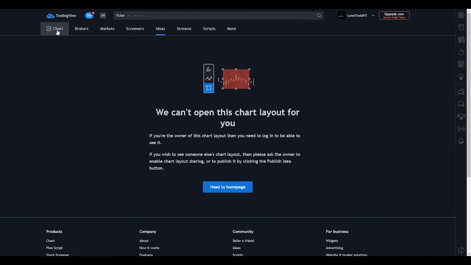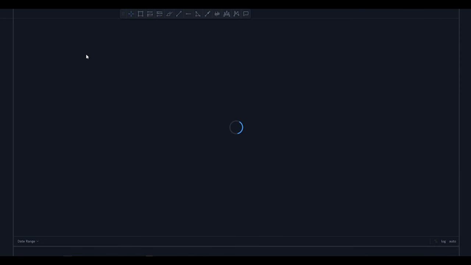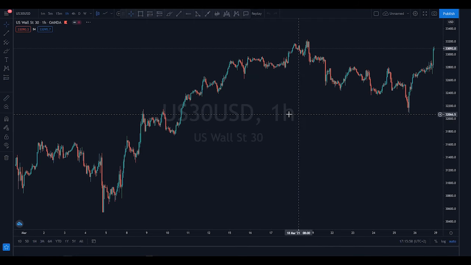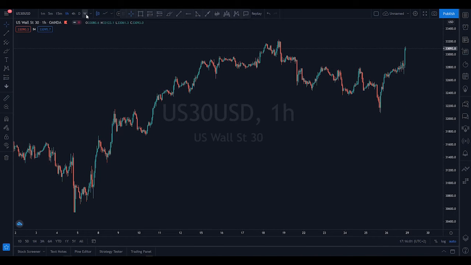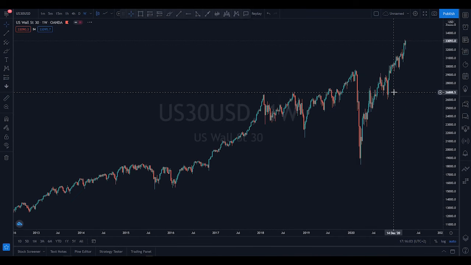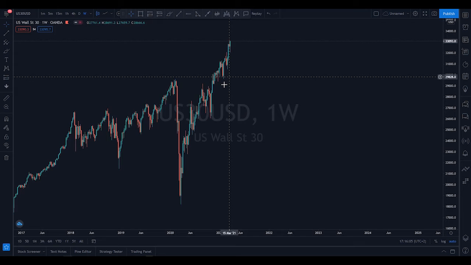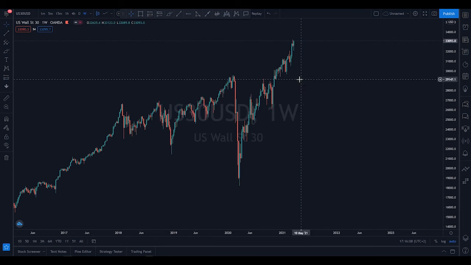So without wasting any further time, let's go into US30, and then I'll be sharing with you guys what I see for the upcoming week. To start off, we're going to go into a weekly time frame. In a weekly time frame, we're going to look at what the market is doing overall.